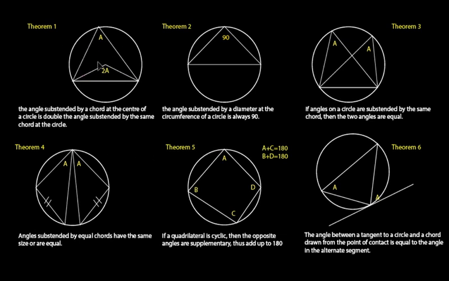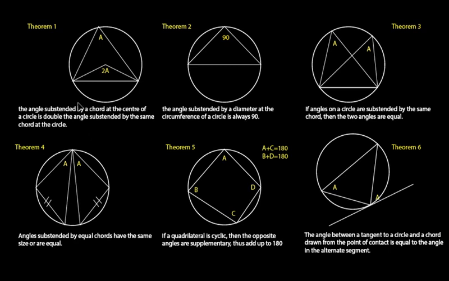The first theorem tells us the angle subtended by a chord at the center of a circle is double the angle subtended by the same chord at the circumference of the circle. What this basically means is this: the line drawn from here to here is a chord. The longest chord that passes through the center is called a diameter. So this is also a chord, and this is our center over here.